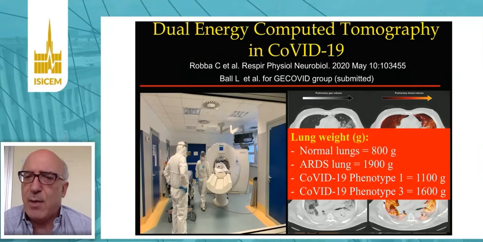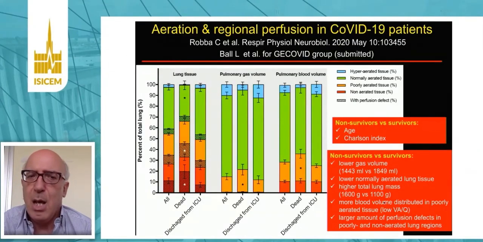We found that normal lungs have a weight of around 800 grams, ARDS lung around 2 kilograms. The COVID-19 phenotype 1, on the top of the slide, 1 kilo and 100 grams, and phenotype 3, 1 kilo 600, 300 to 400 grams less as compared to normal ARDS.